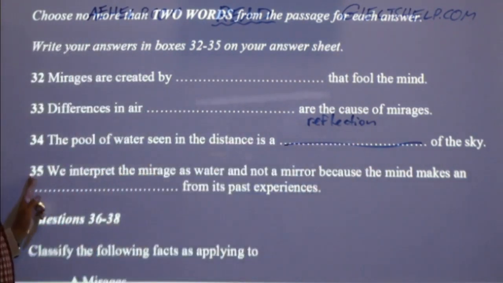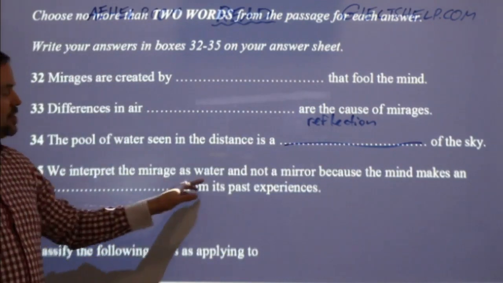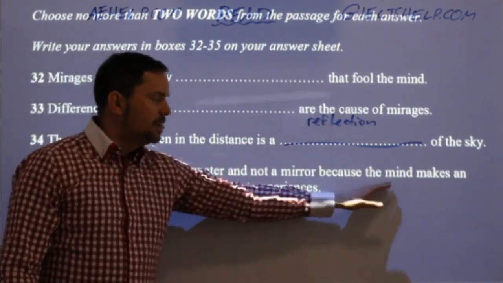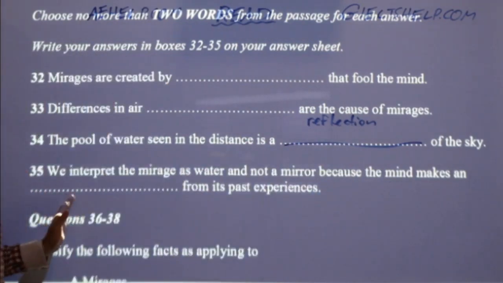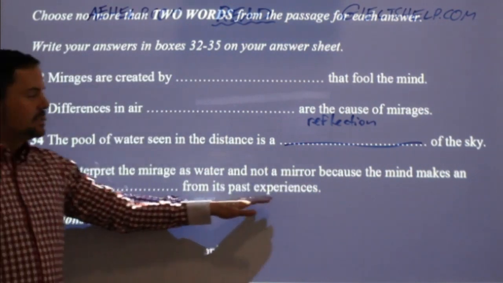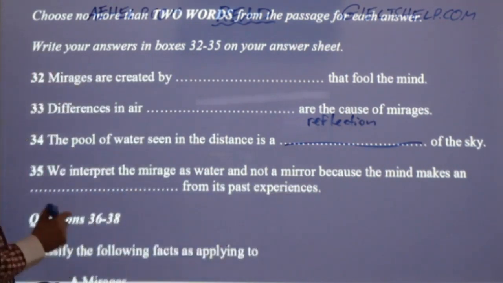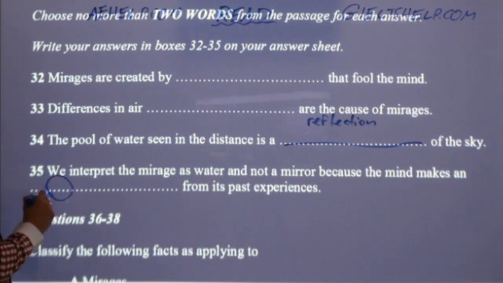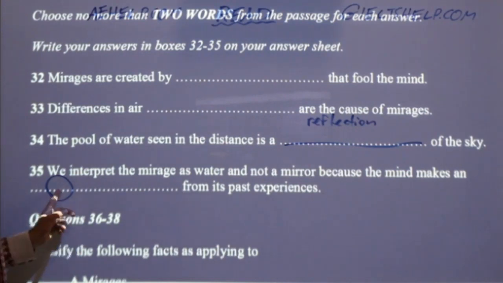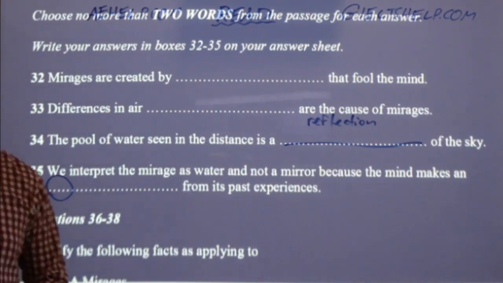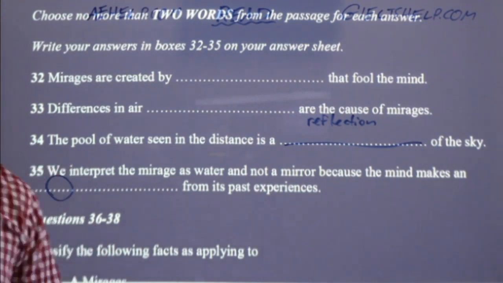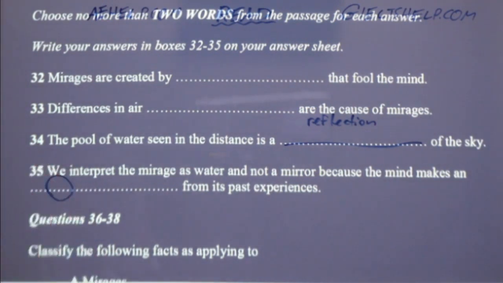Okay, number 35, we interpret the mirage as water and not a mirror because the mind makes an something from its past experiences. What letter will start this answer? Okay, number 35. What letter starts this answer? Bonus question. It's a good one. For those of you who are really studious and focusing on all these strategies.